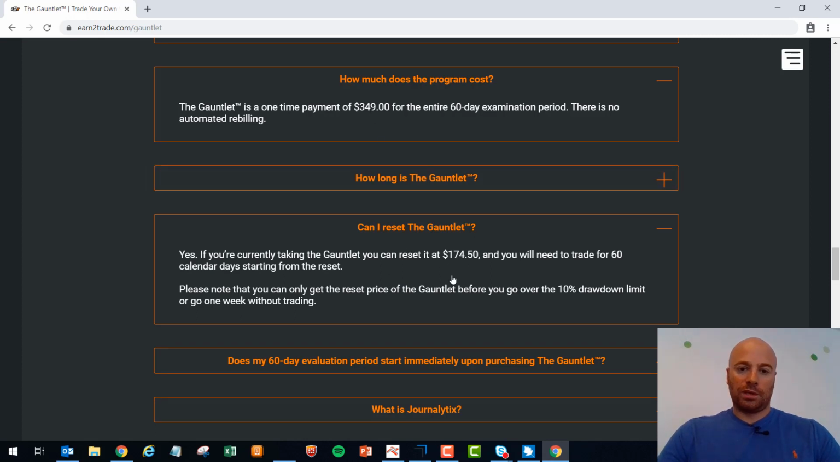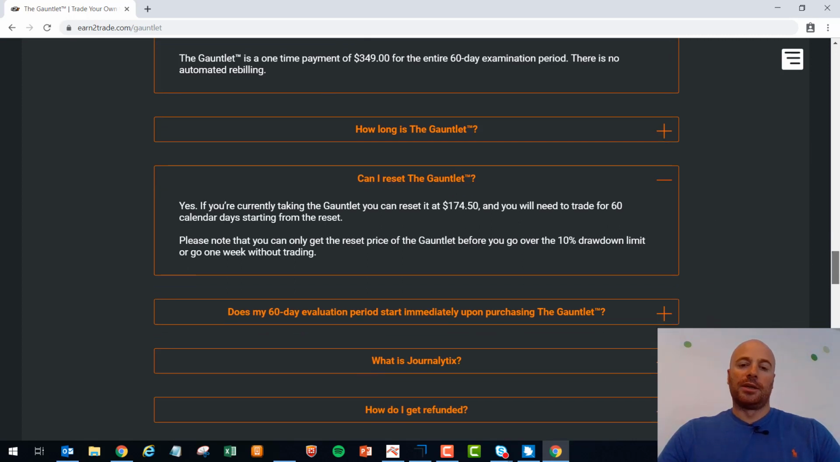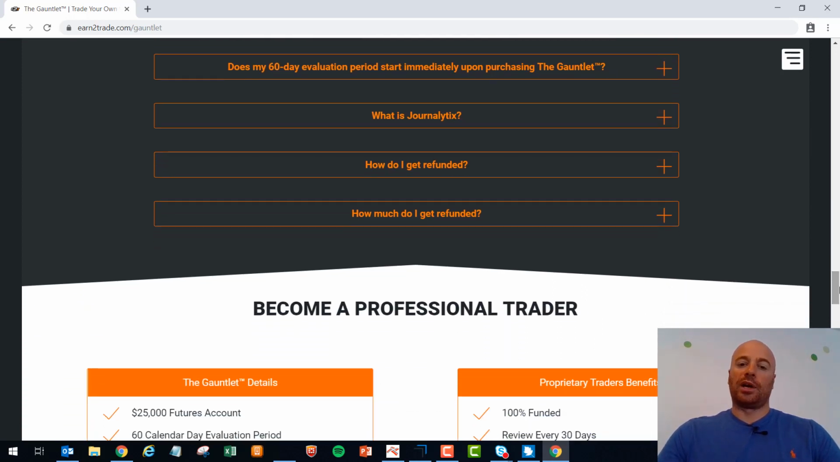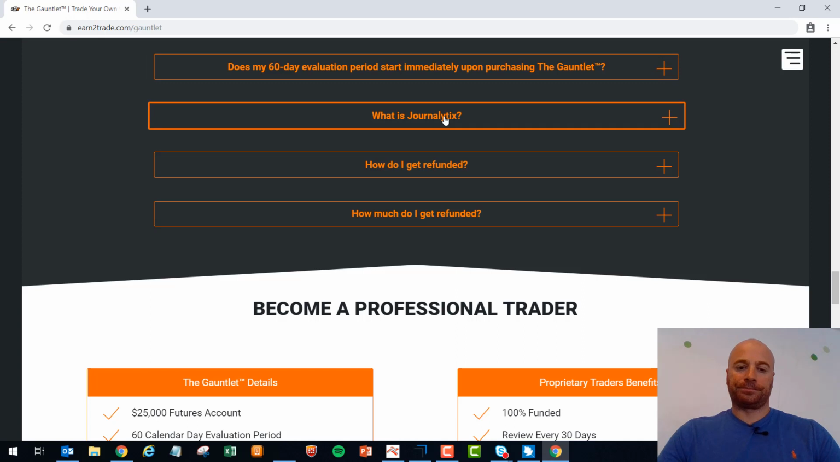So can I reset the Gauntlet? You can reset the Gauntlet. Okay, here's the reset fee. It's $174.50. So that's exactly half of the program fee. And you can only get the reset price of the Gauntlet before you go over the 10% drawdown limit or go 1 week without trading. So before you hit your max drawdown, you have to then apply for the reset.